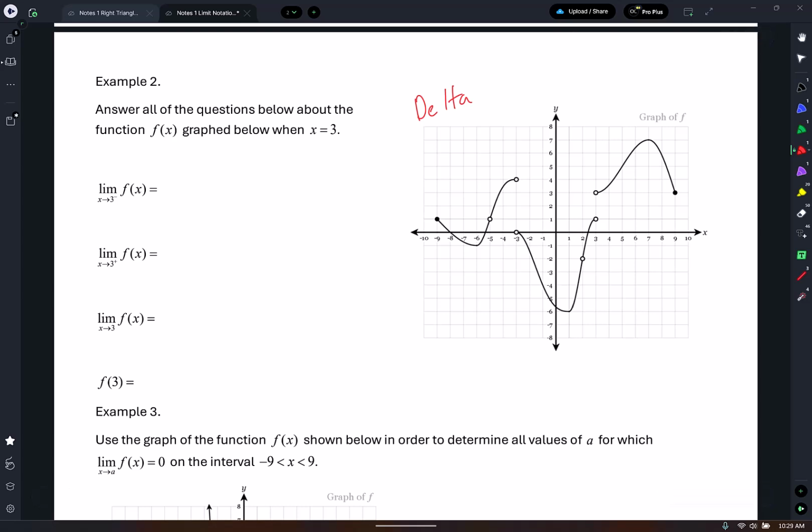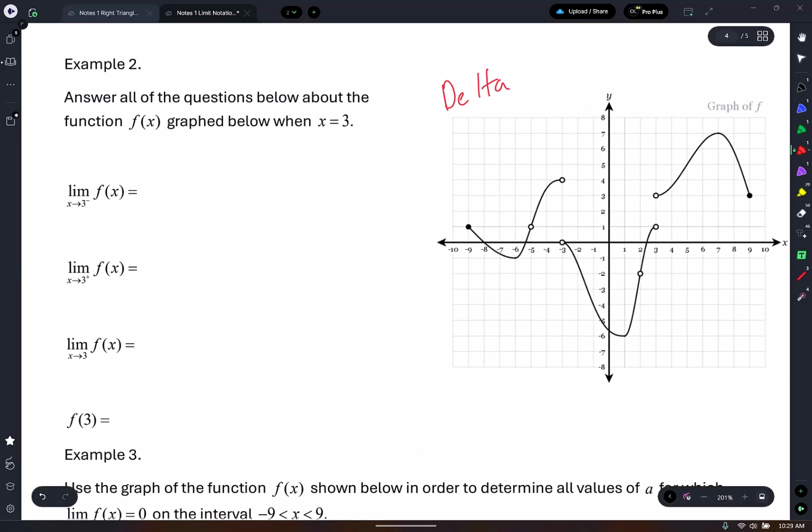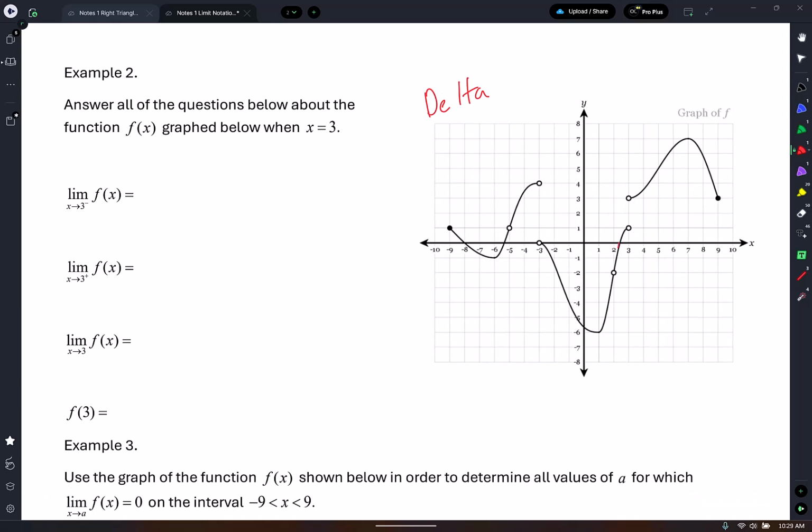It says limit as x approaches 3 from the left. So I'm going to look at 3. If I approach 3 from the left, what's that limit? 1. Limit as x approaches 3 from the right. If I approach 3 from the right, what's that limit, Rodriguez? 3. Limit as x approaches 3 does not exist. F of 3. I put undefined for this. That's a better answer. You're right, it does not exist, but that phrase is better for limits.